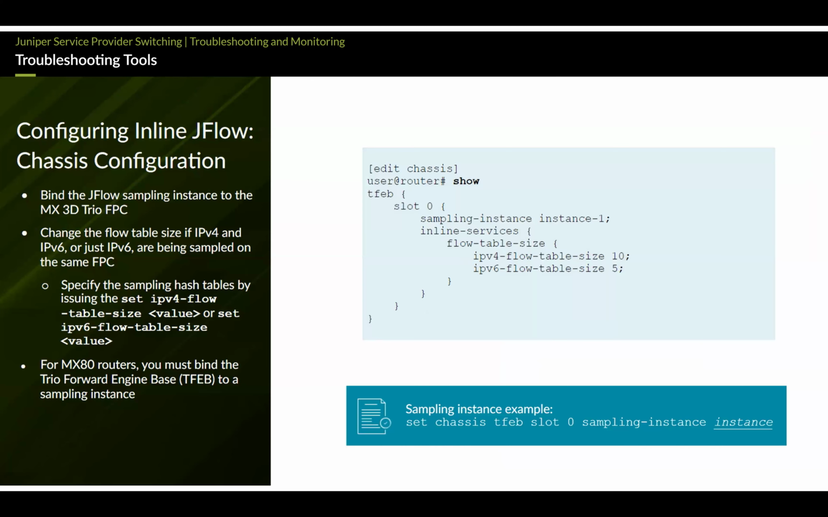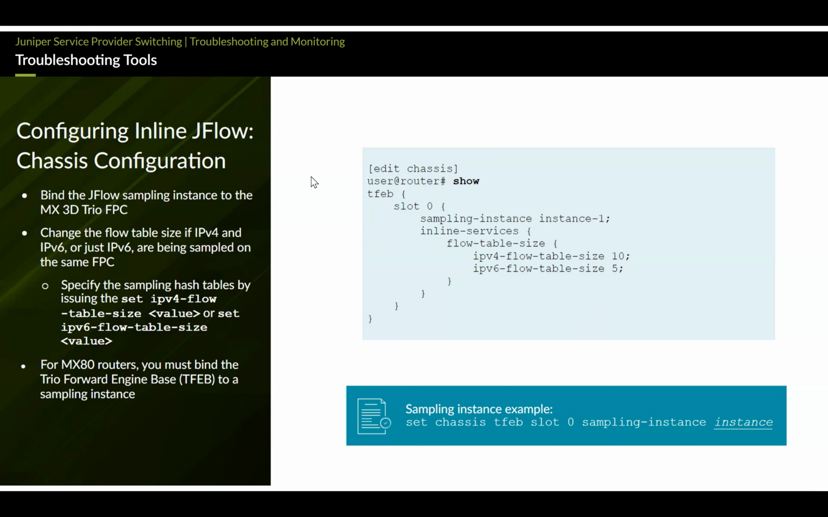And configuring inline JFlow chassis configuration. The chassis configuration binds the JFlow sampling instance to the MX 3D Trio FPC. You can change your flow table size. For MX80 routers, you must bind the Trio forwarding engine to a sampling instance. So different models are supported.